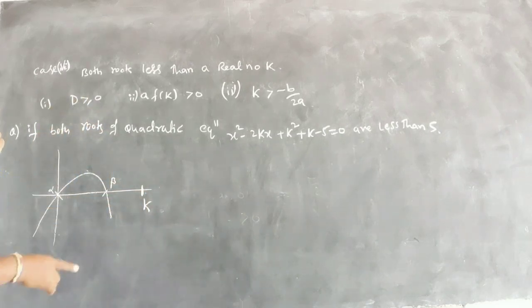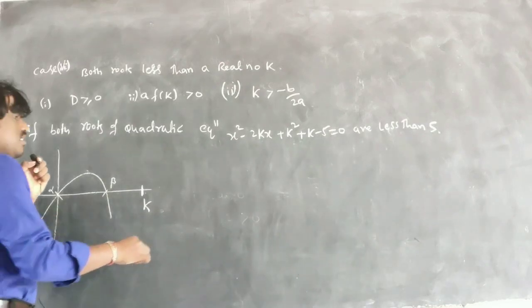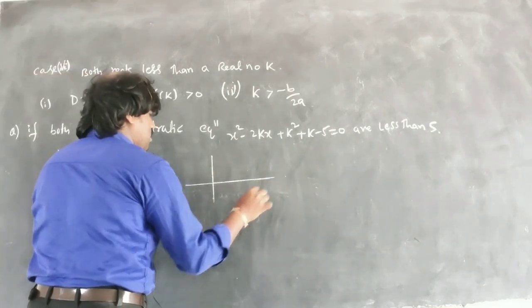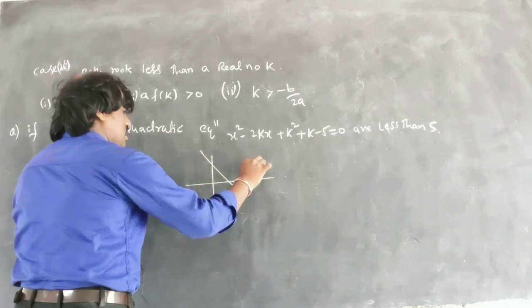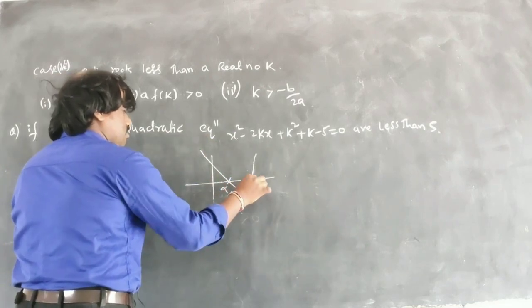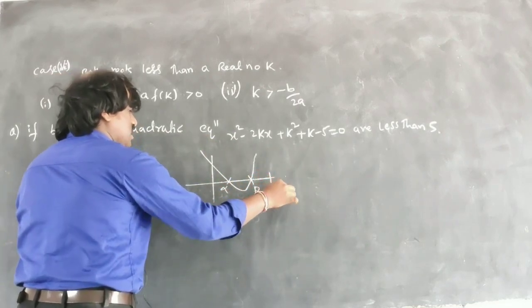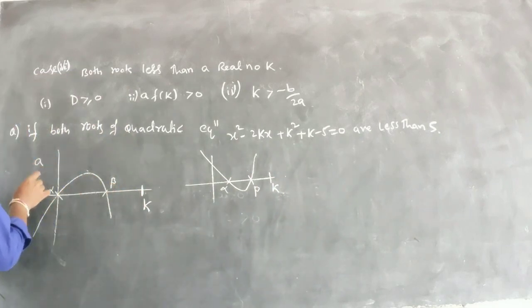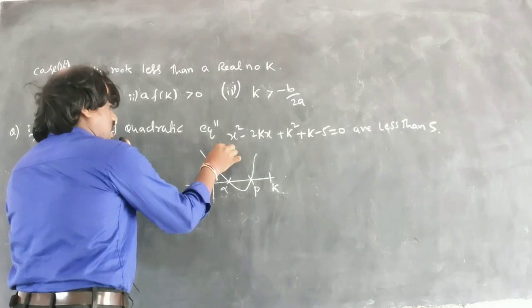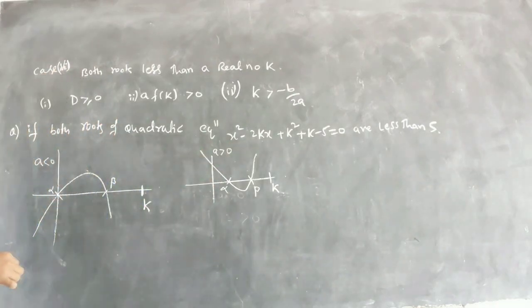Then what happens? It may happen like this. This k may happen in this way also. That means here the roots are on this side. This is alpha and this is beta and k will be this one. In this case you have a less than 0. In this case you have a greater than 0. Hope you understand what I said.